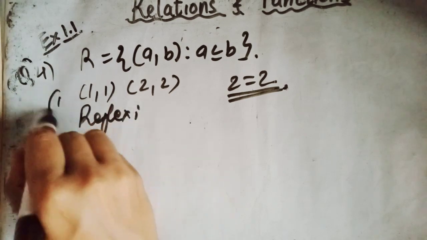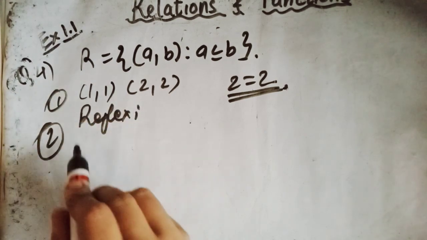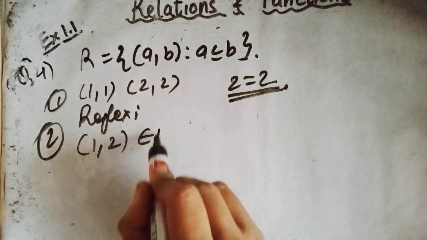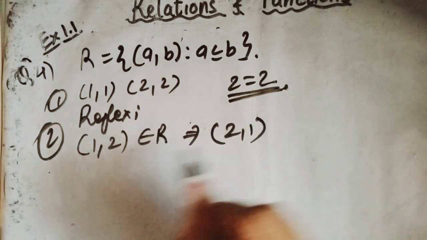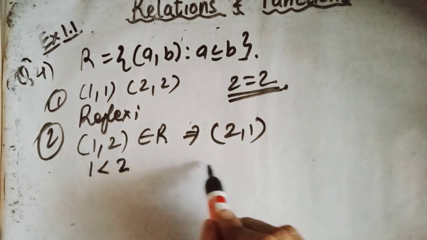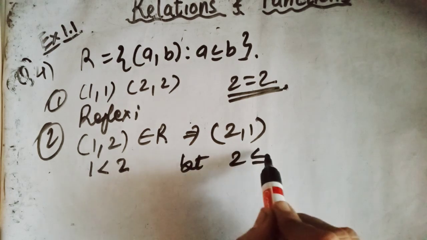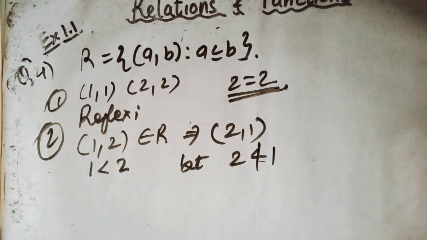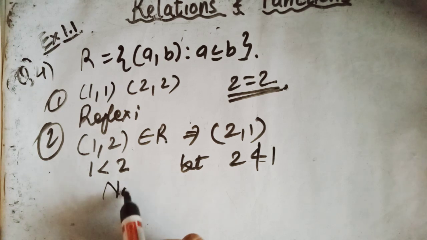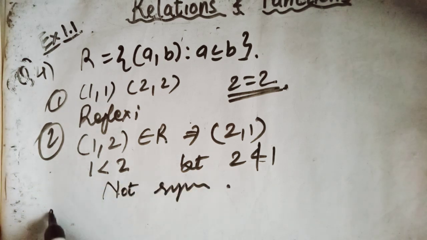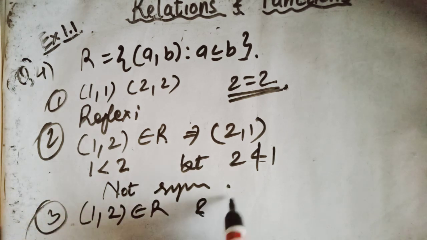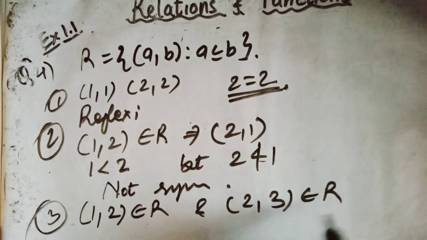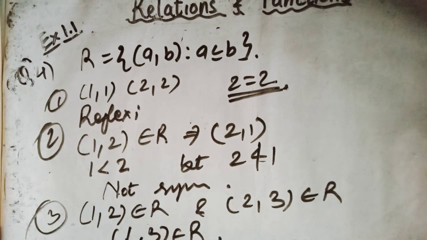Okay, let's check for symmetric. If I take (1, 2) belonging to R, then I will get (2, 1). This is 1 is less than 2, but 2 is not less than 1, so not symmetric. Okay, let's check for transitivity. (1, 2) belongs to R and (2, 3) belongs to R. Okay, so (1, 3) belongs to R, so it is transitive.